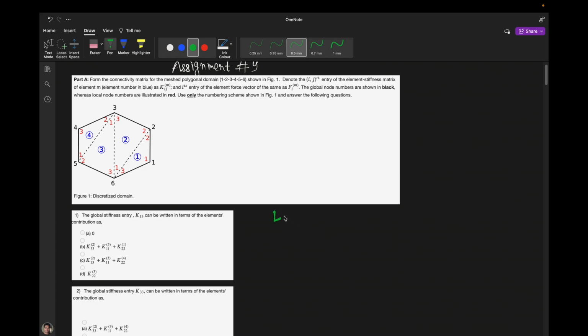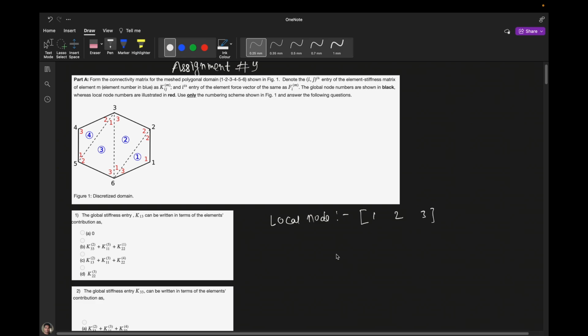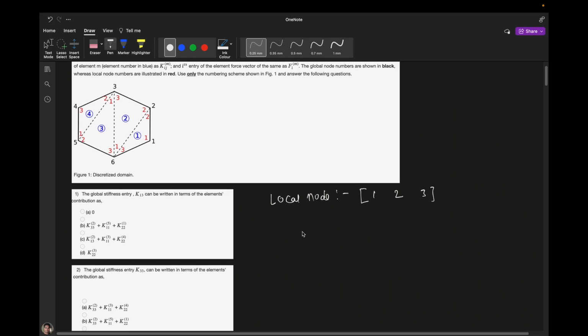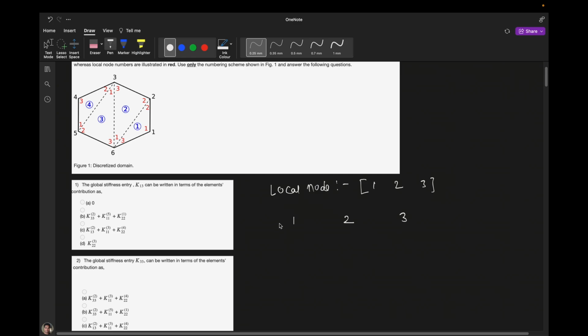What is the local node? First we need to write the local node. So for local node, we can see that for all elements the local nodes are 1, 2 and 3, and this is the local node.